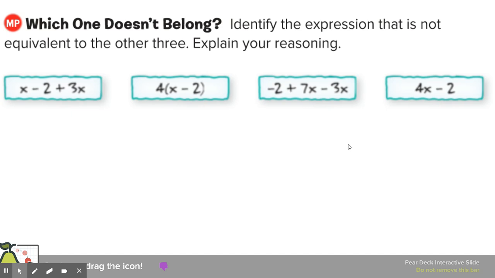Okay, 3 of these, when you simplify them, will give you the same answer. One doesn't belong. Which one doesn't belong?